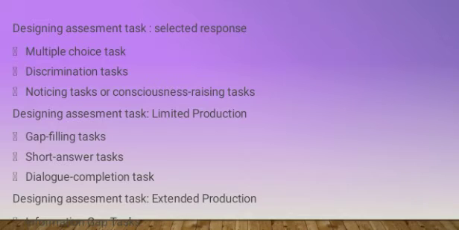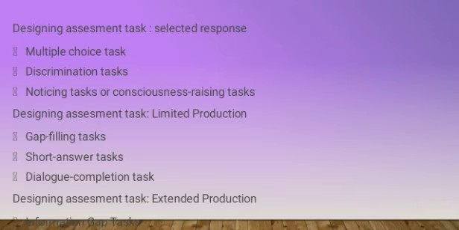Discrimination task. The task asks the test taker to attend to input that can be either language or non-language and to respond in the form of a choice between or among contrasts or opposites, such as true or false. Next, noticing tasks or consciousness raising tasks. Test takers are asked to indicate, underline, or circle that they have identified a specific feature in the language sample, or grammatical meaning.